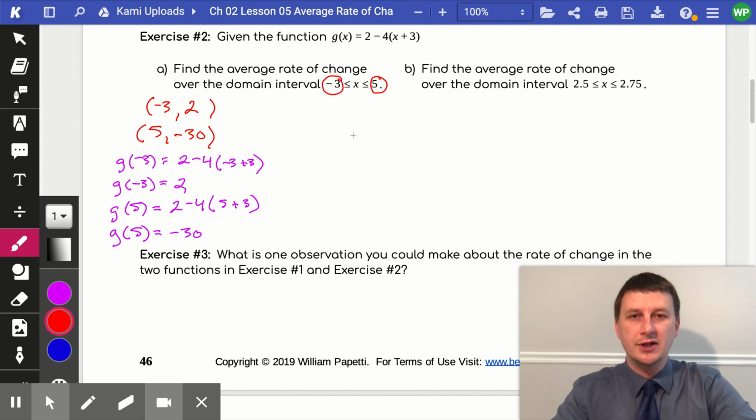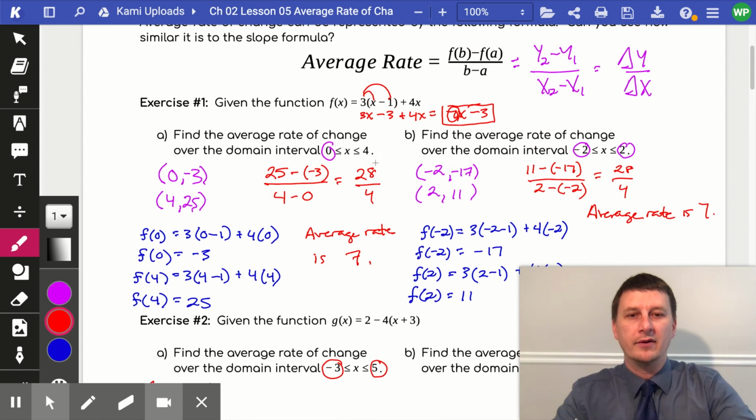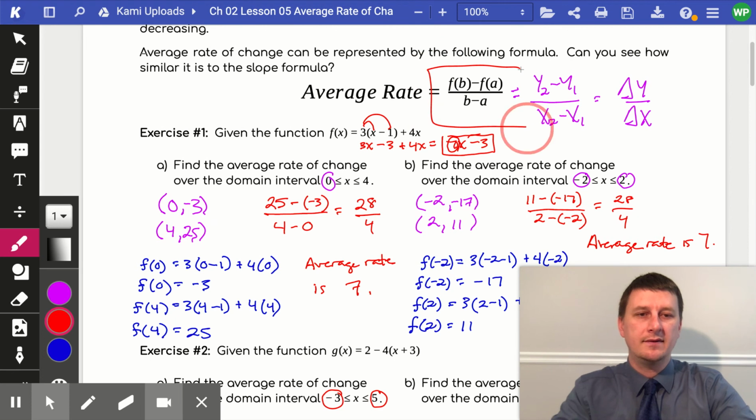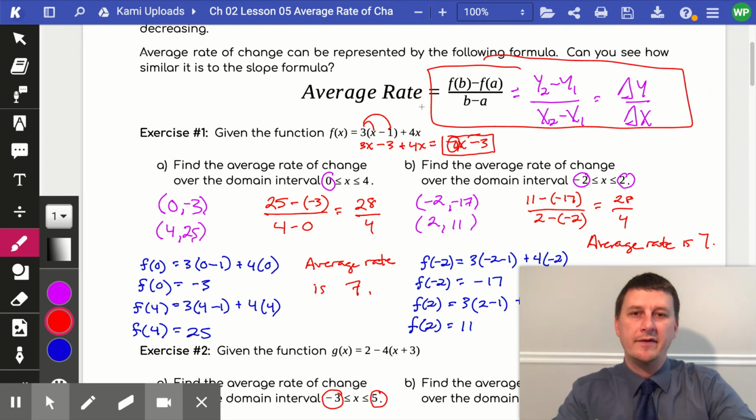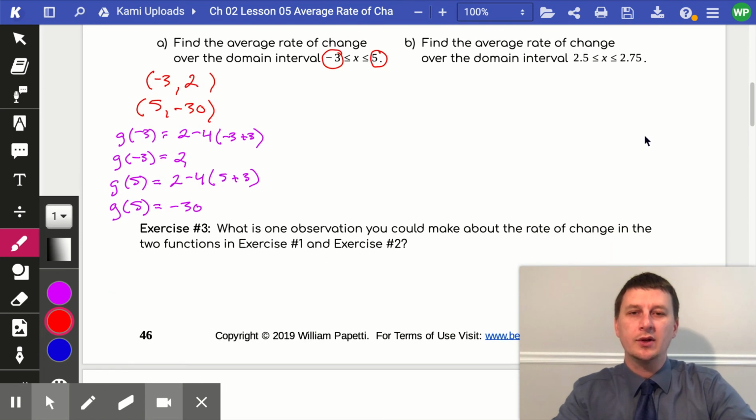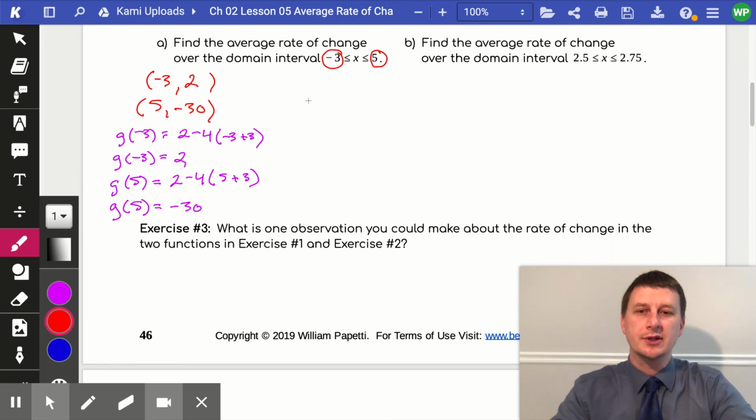and now I'm ready to use my average rate of change formula from up above over here. And again, you could use any of these three that you wish. You could use f of b minus f of a over b minus a. You could use y sub 2 minus y sub 1 over x sub 2 minus x sub 1, or you could just use the fact that it's the change in y over the change in x. All three will get you to the same solution.